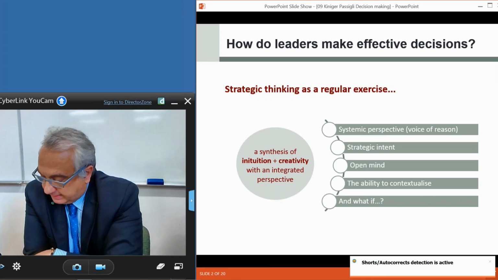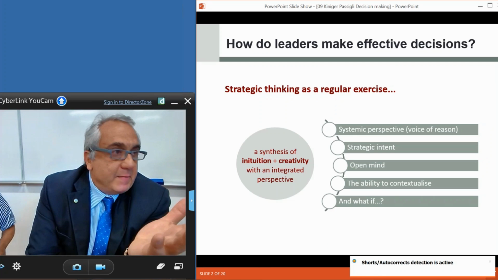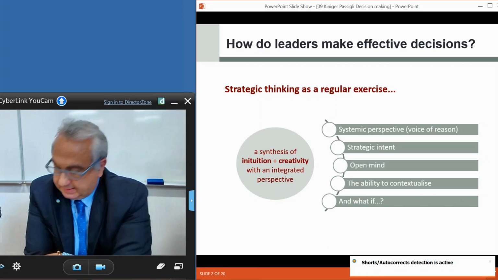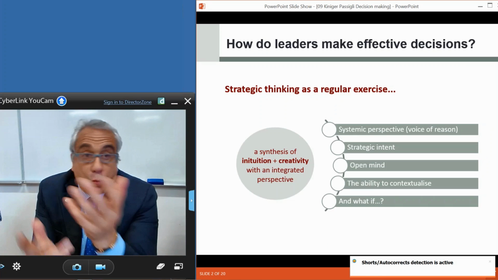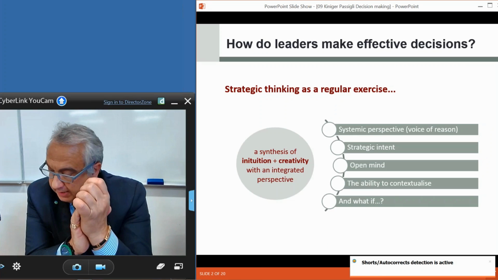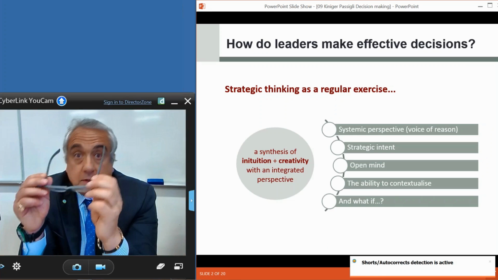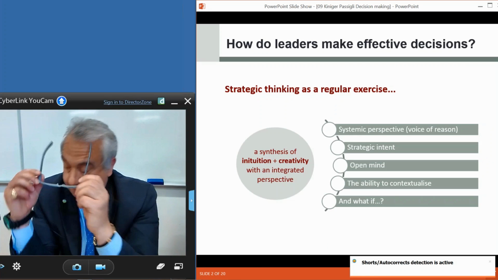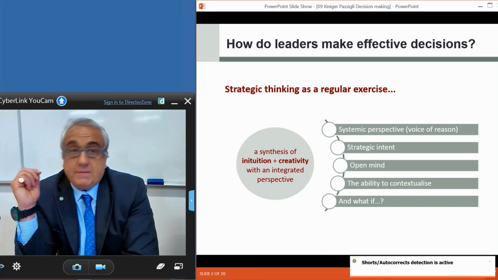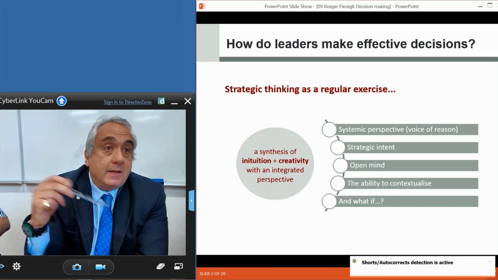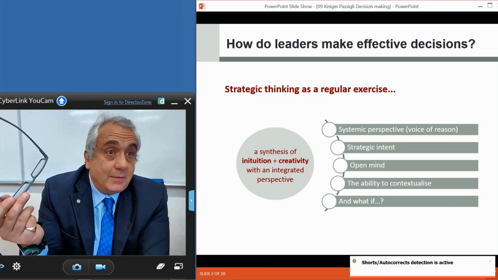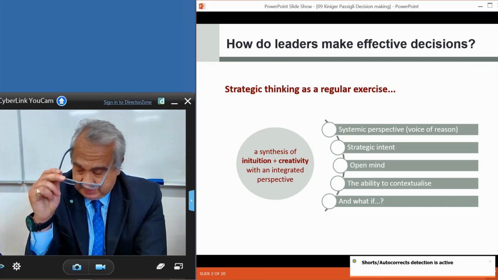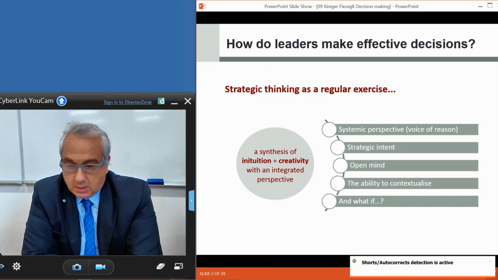What does it comprise? First of all, a systemic perspective. We discussed about systemic perspective for a while. What does it include? It includes knowledge, ability to weigh different options, sometimes consider conflicting, different information, and hear the voice of the reason. That can be the collective voice of the reason or his own judgment, or her own judgment that is made on the occasion.